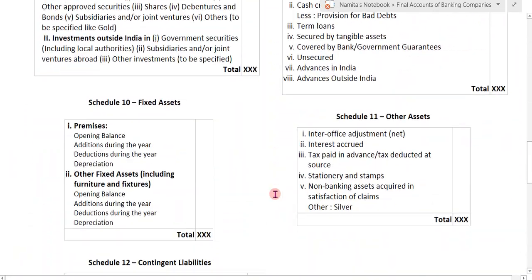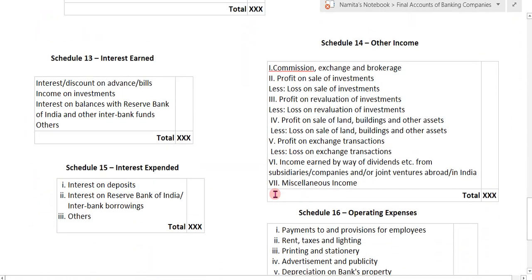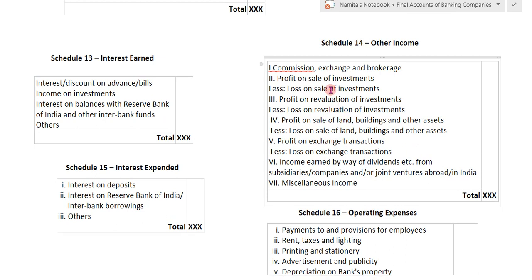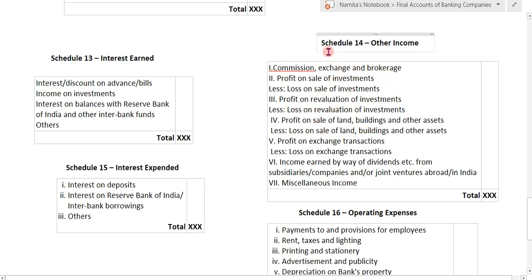Next is schedule number 14, that is other income. The bank can earn other income in the form of commission, exchange, brokerage, profit on sale of investments, on revaluation of assets, profit on exchange transactions, profit on sale of land and buildings and other assets, or miscellaneous income. All these records will come in schedule number 14.